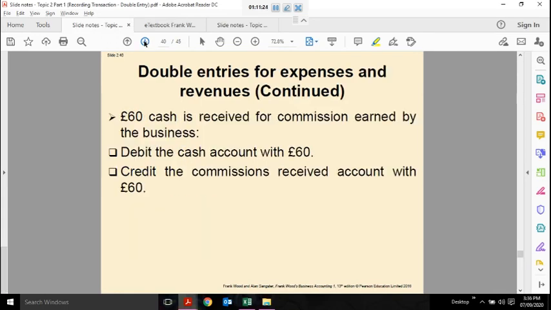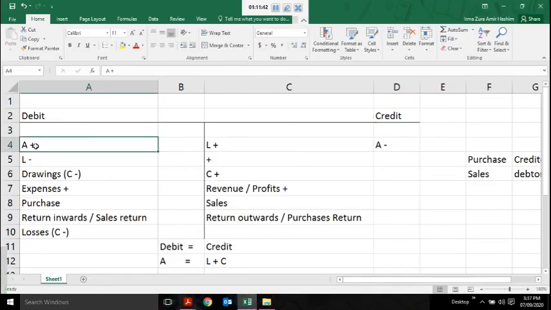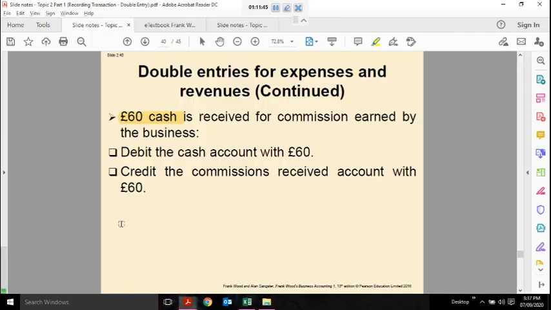Okay, next one. Example, £60 cash is received from commission earned by the business. So cash is received. So what will happen to your cash? Cash is your position. Cash is your asset. Your asset increases, right? So when your asset increases, you record as debit. So that's why here debit cash 60.